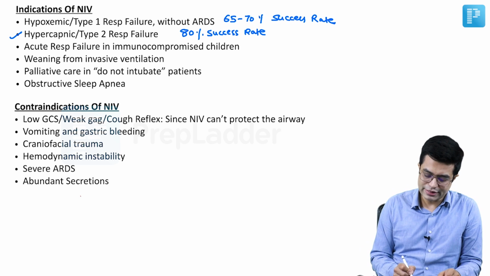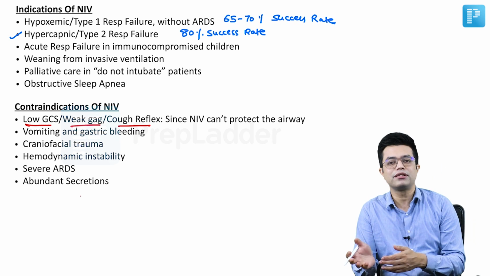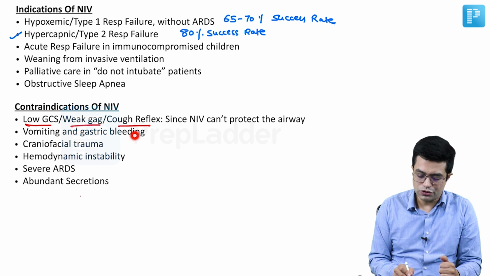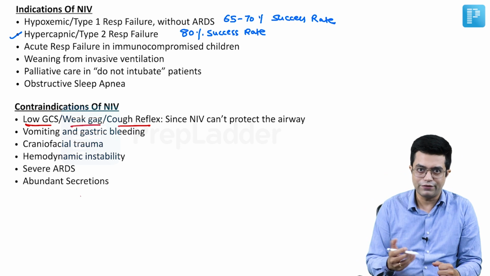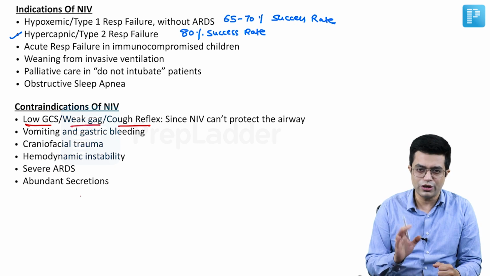In case the patient is having a low GCS, weak gag or cough reflex, since NIV cannot protect the airway, there is a chance of aspiration and so you cannot use it. Vomiting and gastric bleeding, you cannot use it. Craniofacial trauma, again there are technical difficulties in giving NIV. Hemodynamic instability like severe shock, you cannot use it.